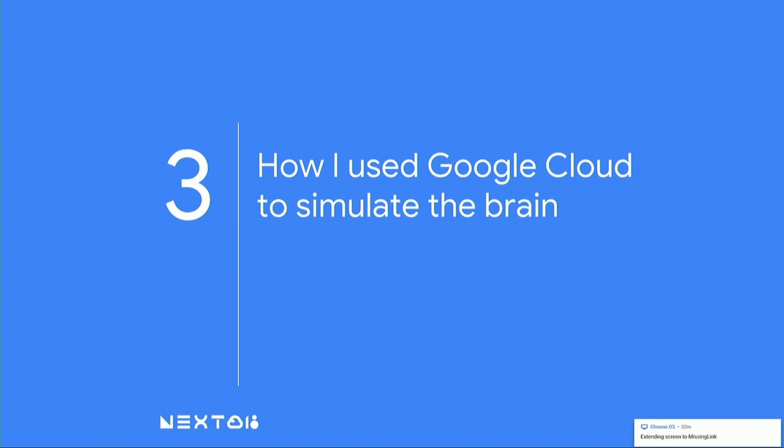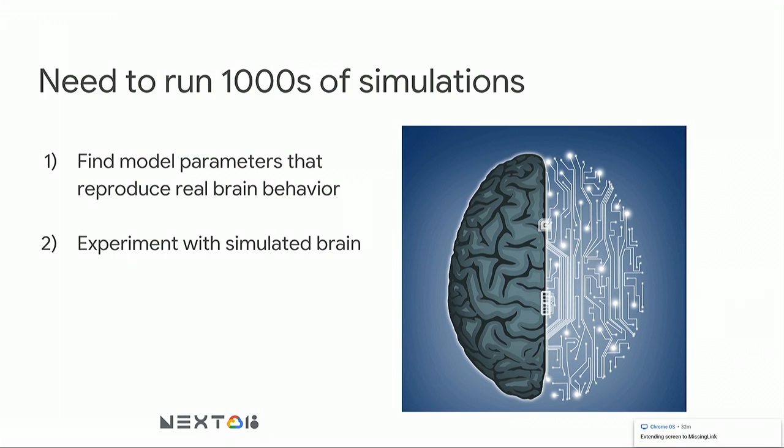So how did I use Google Cloud to simulate the brain? I mentioned one of these simulations required 50 cores, but of course we need to run thousands of these simulations. Why? First, because we need to optimize the model to reproduce the real brain biology. We have to run many parameter combinations to check that our model actually does what the real brain does. And secondly, once we have a model which is close to the real brain, we can use it to experiment. We can, for example, test all these treatments, and also electrical stimulation treatments, which is a new type of method that is used to cure disease.